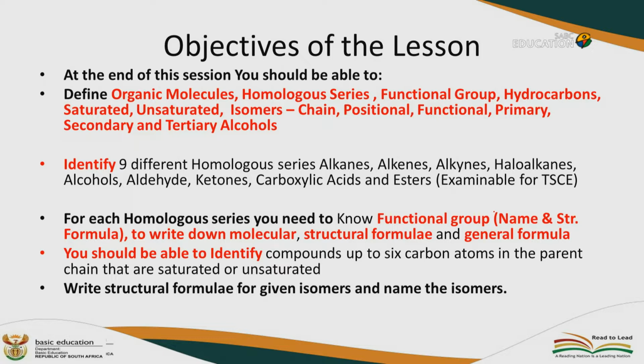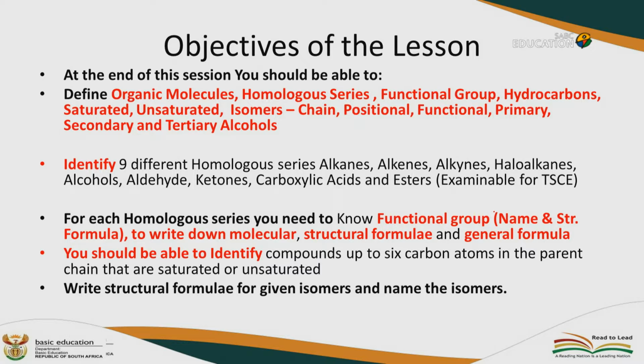Under this section, we will do 9 different homologous series. For technical science, there are 9 examinable homologous series, which are alkanes, alkenes, alkynes, haloalkanes, alcohols, aldehydes, ketones, carboxylic acids, and esters. So these are the 9 homologous series that we do for technical science in grade 12. However, there are many other homologous series that we don't do. So we only focus on these 9.